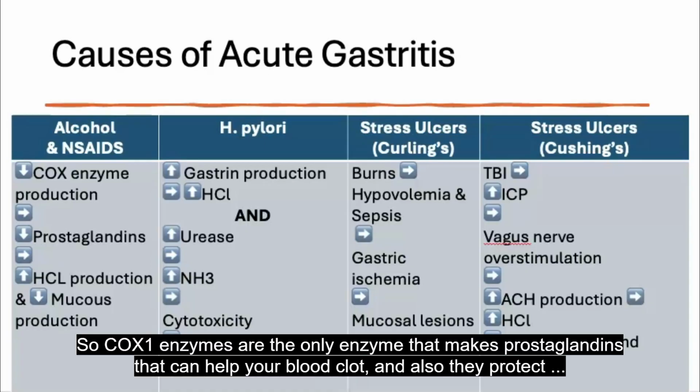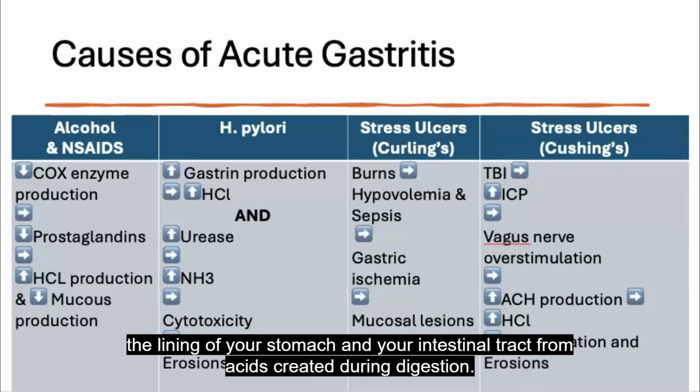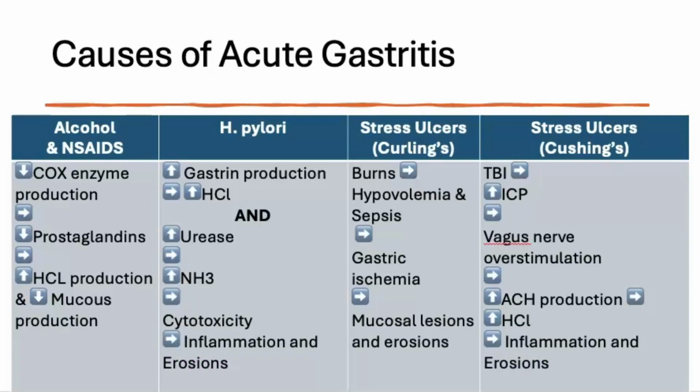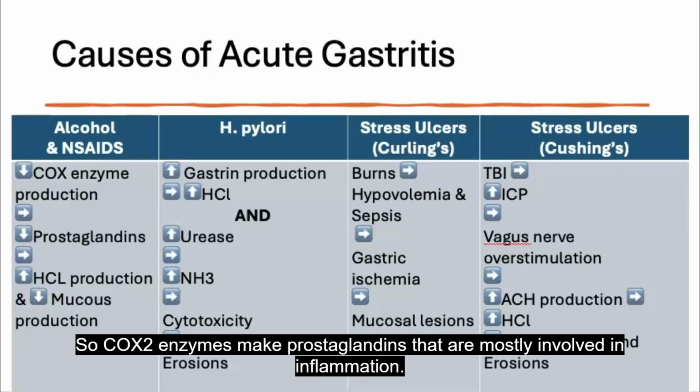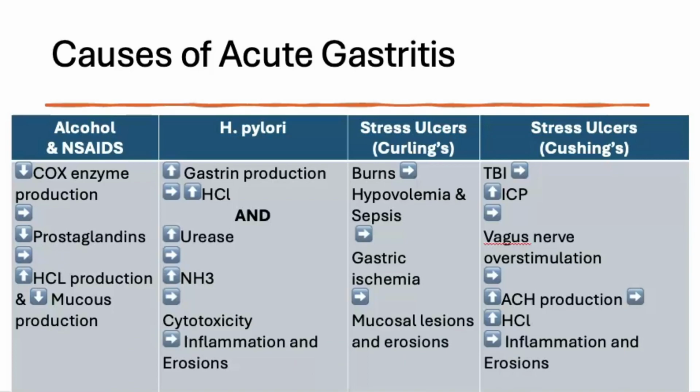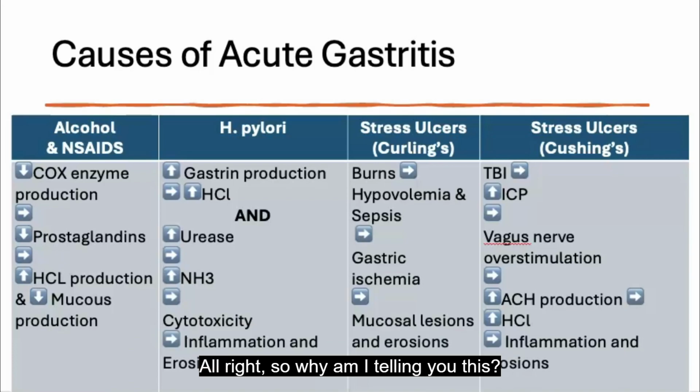So COX-1 enzymes are the only enzyme that makes prostaglandins that can help your blood clot, and also they protect the lining of your stomach and your intestinal tract from acids created during digestion. So COX-2 enzymes make prostaglandins that are mostly involved in inflammation. Alright, so why am I telling you this?